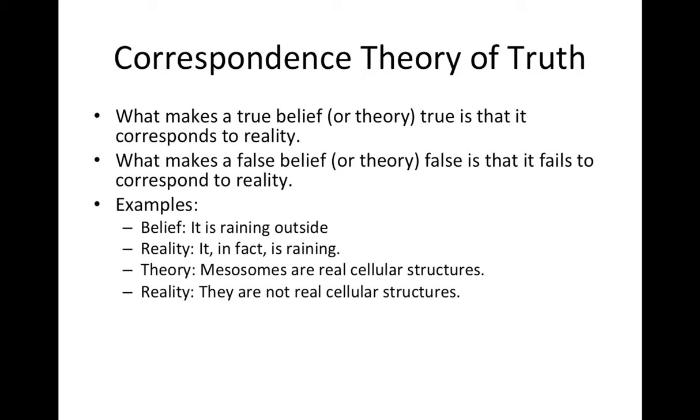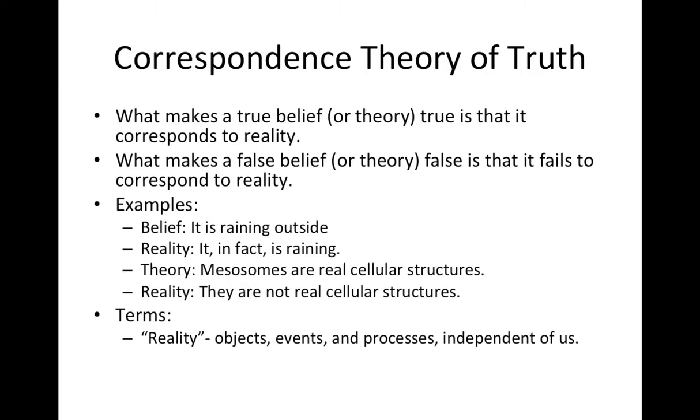So in this case, take the belief it is raining outside. The reality is it, in fact, is raining. Or take a theory, mesosomes are real cellular structures, and the reality is that they are not real cellular structures. So you can see how the correspondence works or fails to work.